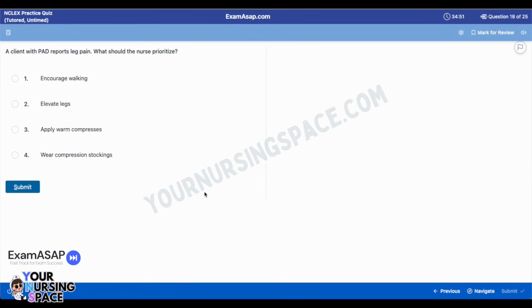A client with PAD reports leg pain. What should the nurse prioritize? Here are the options. Option 1. Encourage walking. Option 2. Elevate legs. Option 3. Apply warm compresses. Option 4. Wear compression stockings.